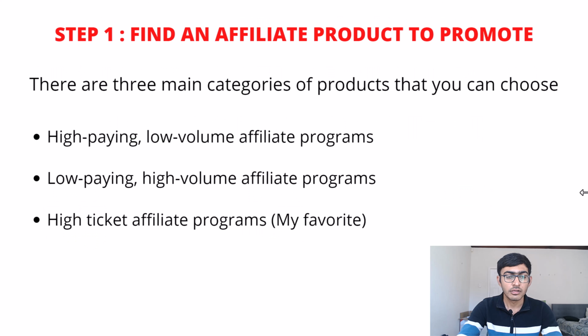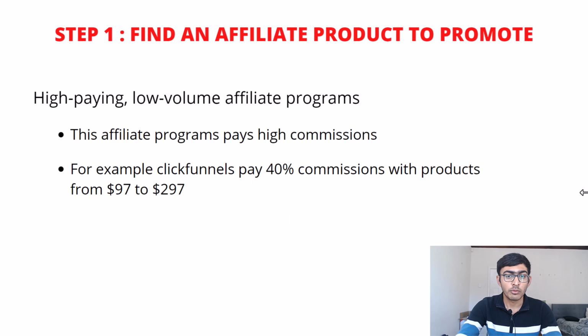So the first step is you need to find an affiliate product to promote. There are 3 main categories of products that you can choose. First one is high paying low volume affiliate programs. Second one is low paying high volume affiliate programs. And third one is high ticket affiliate programs, which is my favorite affiliate programs to promote.